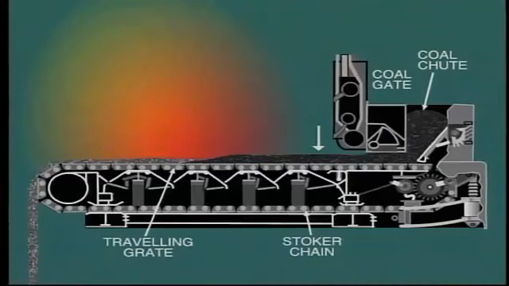Initially, the bed of coal does not ignite as its temperature is too low for ignition. However, after a few seconds, as the bed continuously moves forward, its temperature rises due to radiant heat transfer from the existing flame and refractory arch, and ignition takes place.